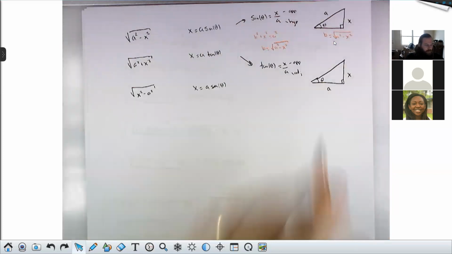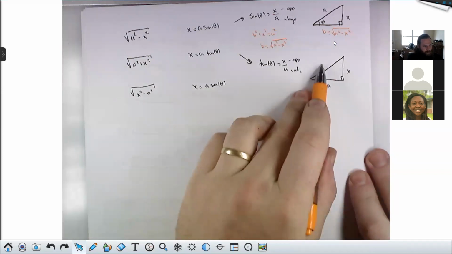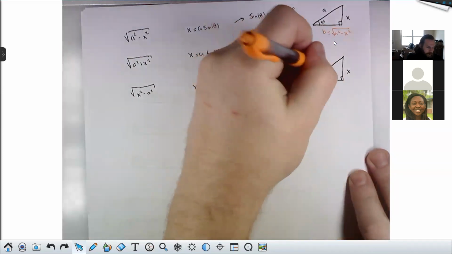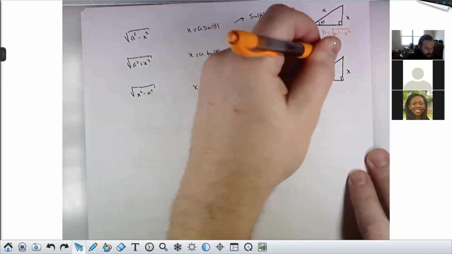And then again, I got to solve for the missing side length. And I can do that using Pythagoras. I know this squared equals this squared plus this squared. So this guy will be the square root of a squared plus x squared.